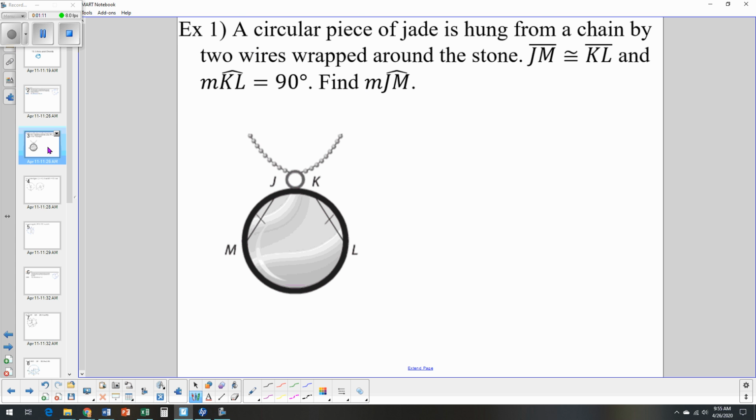So in example 1, we have a circular piece of jade hung from a chain by two wires wrapped around the stone. Segment JM, which is a chord, is congruent to segment KL, and the measure of arc KL is 90 degrees. We want to find the measure of arc JM. So we just learned that if two chords are the same, their matching arcs are the same. So if arc KL is 90 degrees, that makes arc JM 90 degrees. And that's all there is to it. We don't have to do anything to the problem.